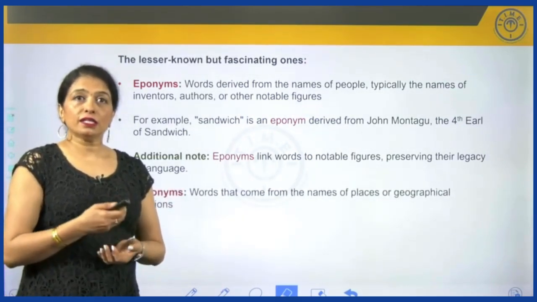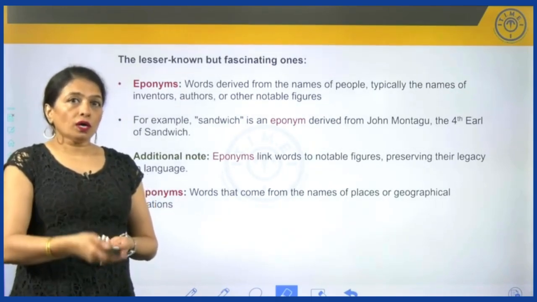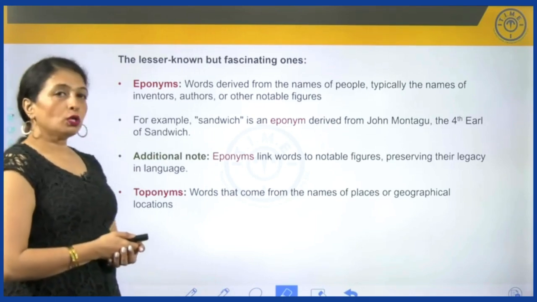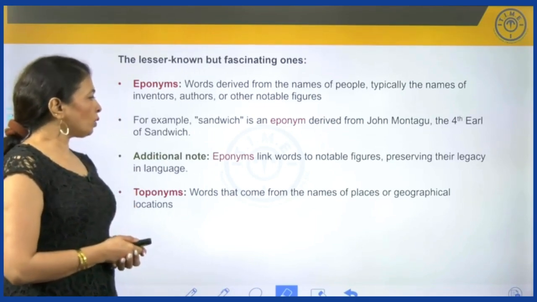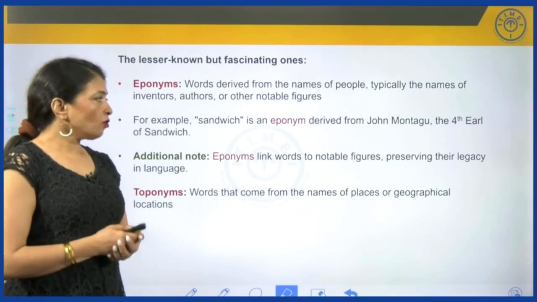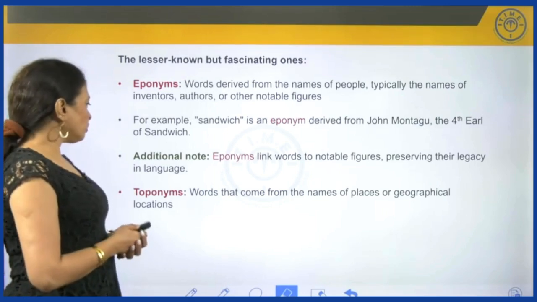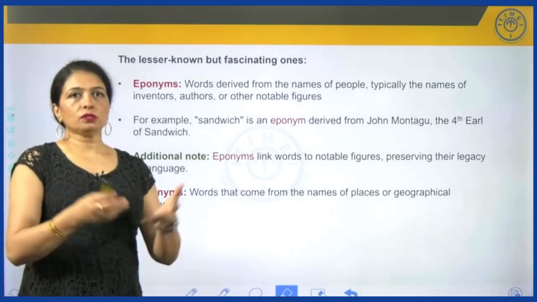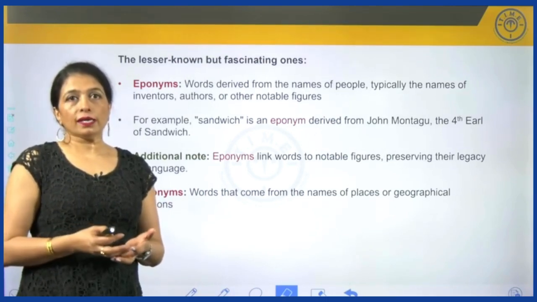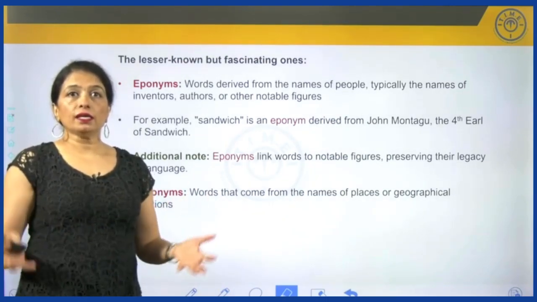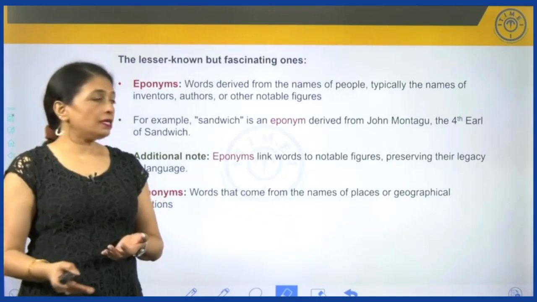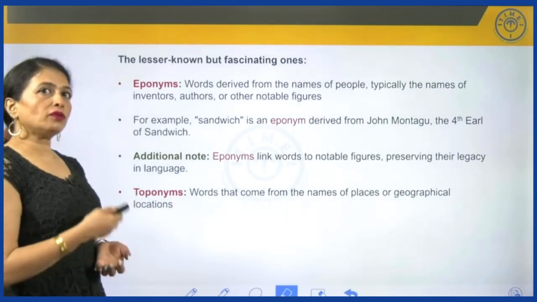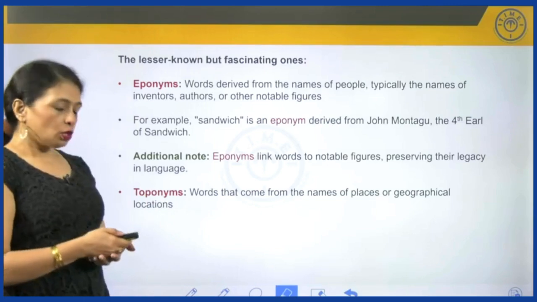So, this is an additional work that words do, that eponyms do. Then we have toponyms. Toponyms are words that come from the names of places or geographical locations. You may have come across the word topography, which is related to how the terrain is. So, topo means land, and words that come from the names of places or geographical locations are called toponyms.